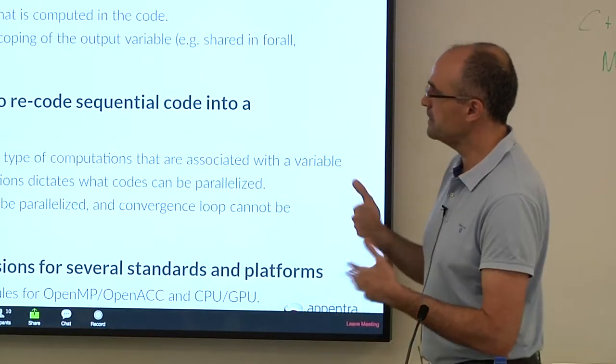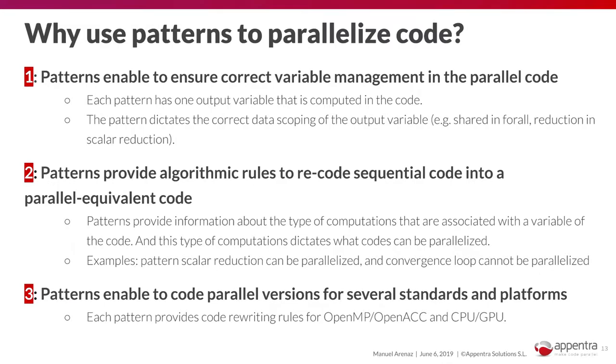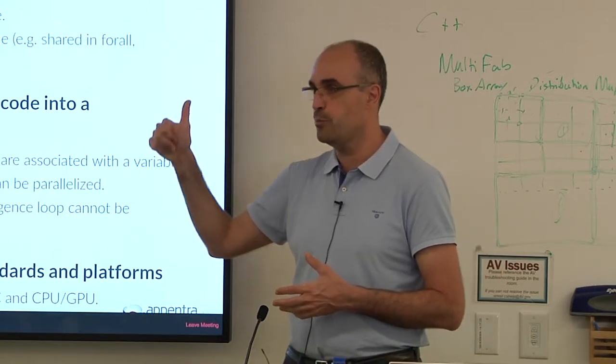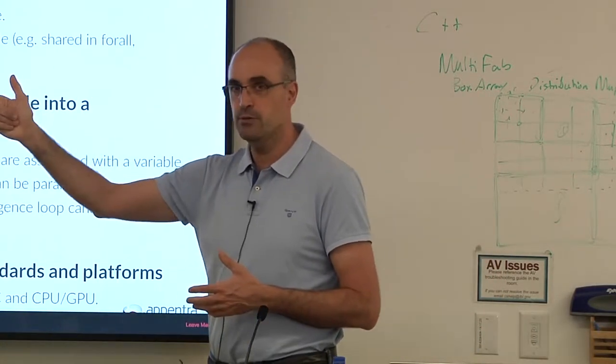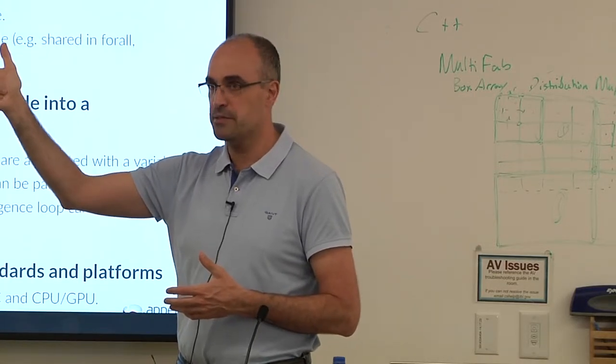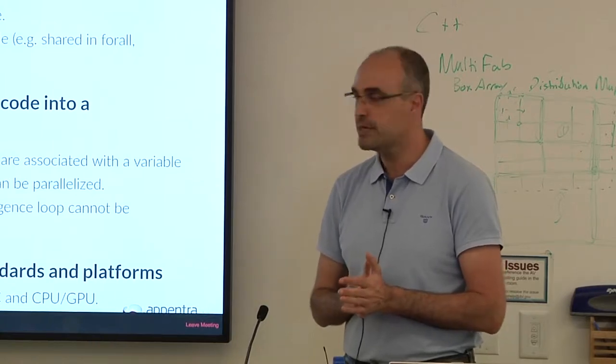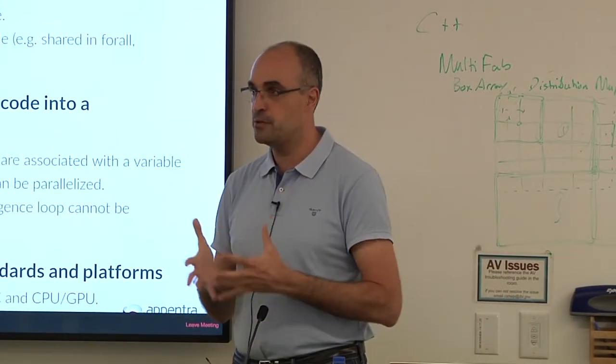Okay? So it provides the algorithmic rules to generate parallel code. And that's why Parallel Word Trainer can do it for us. And also, each pattern has a set of parallelization strategies that can be applied to it. So it also supports generation of different parallel versions of our single sequential code using different standards and different hardware platforms. We saw in the dialogue that we could choose OpenMP, OpenACC, GPU, CPU, multi-threading, offloading, or tasking paradigms. So all the combinations of this are all the parallel versions that you can generate. Okay? And you can do this because you know the pattern that you have in your code.